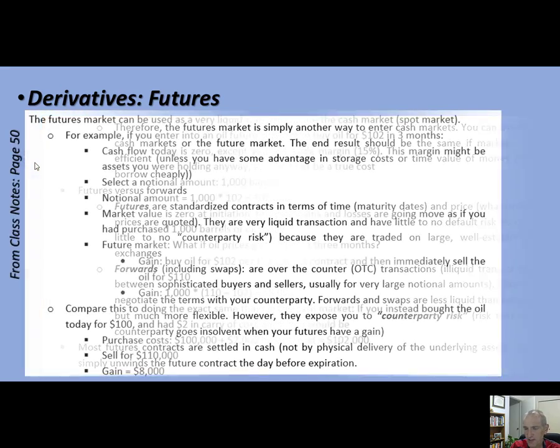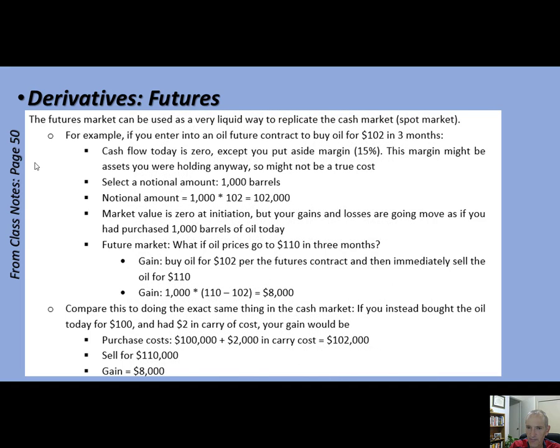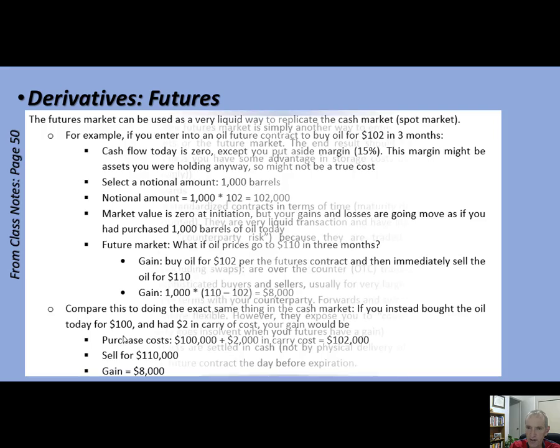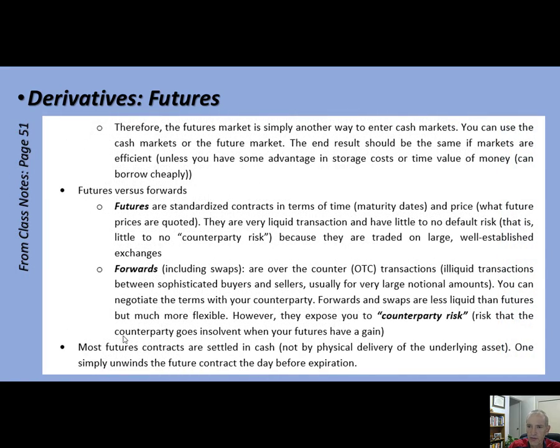And this to me explains why I think futures are just replicating the cash market. What we did with the futures gives us the exact same result as what we would have done if we'd been in a cash market. So the futures market is simply another way to enter a cash market. The cash market is just normal markets. You buy a stock, you buy a barrel of oil, you buy a bond. So the end result should be the same if markets are efficient.